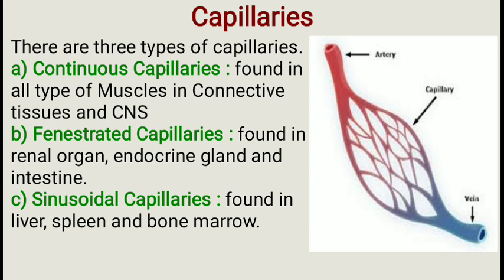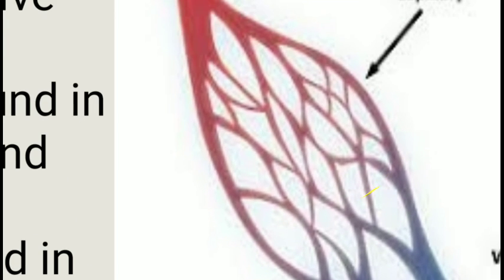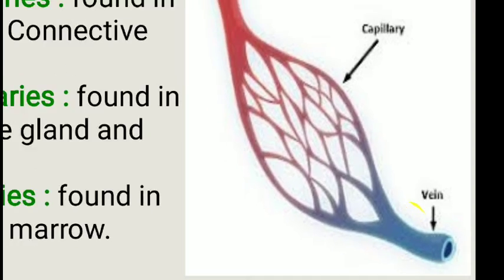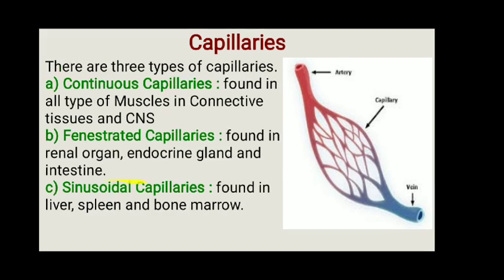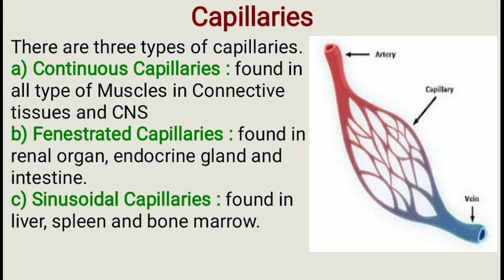Then next we have the capillaries. There are three types of capillaries: continuous capillaries, fenestrated capillaries, and sinusoidal capillaries. You can see in the picture here, the net-like structure is considered as capillaries. The veins supply the impure blood and the arteries supply the pure blood. Afterwards the impure blood is taken out from the veins and supplied to the right side of the heart, that is the auricle.